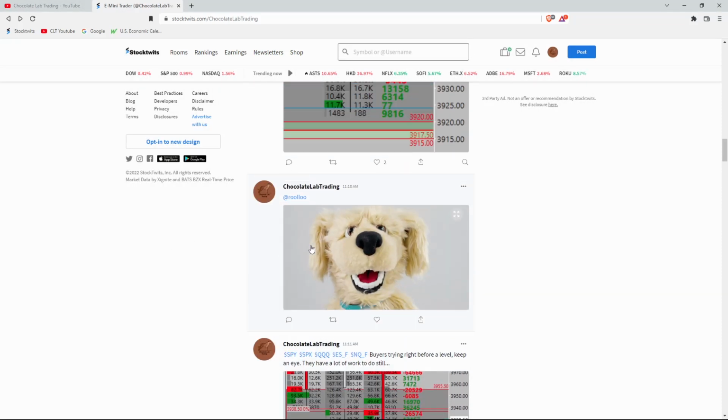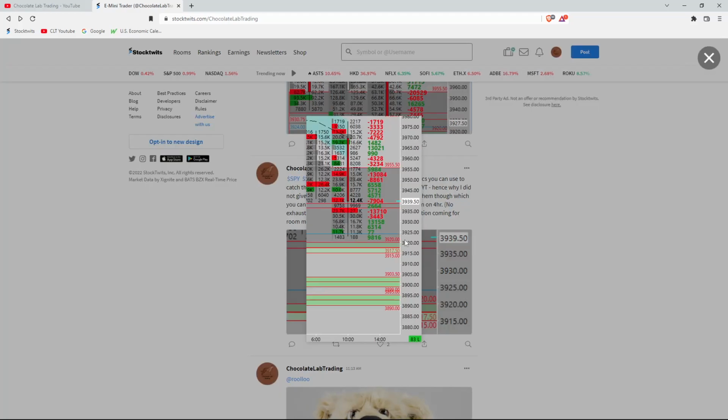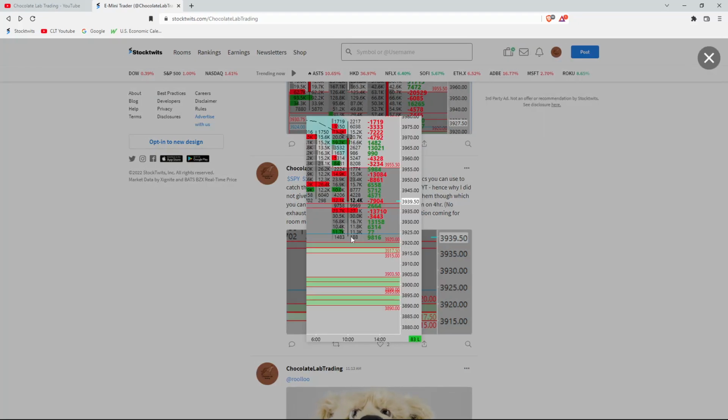So let's go next. There's a few techniques you could use to catch this bounce. So we did have a temporary bounce here. This was the trade that I ended up taking. But I'm not really going to go into detail on this other than the exhaustion that you could see on the tape. Just some things that I'm going to talk about in the room and other things that I look at.